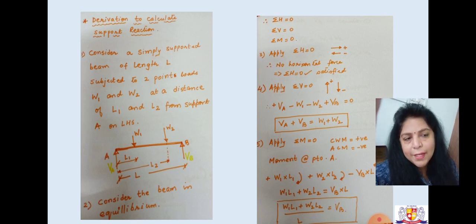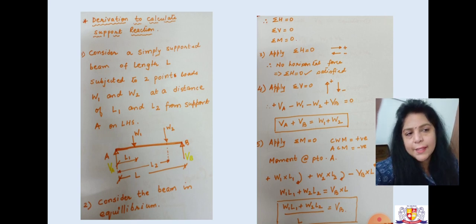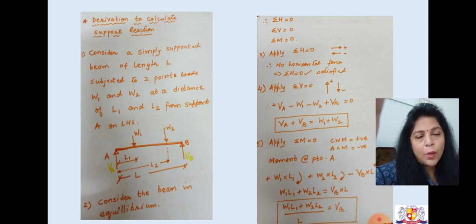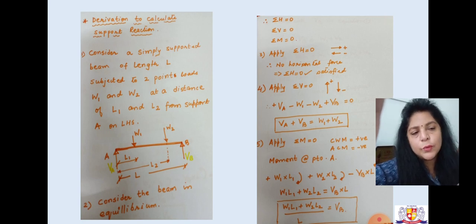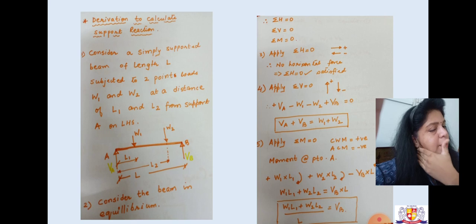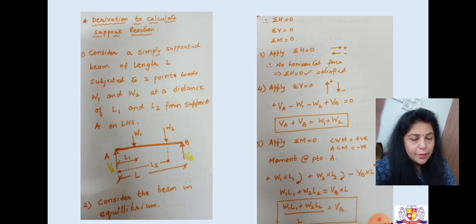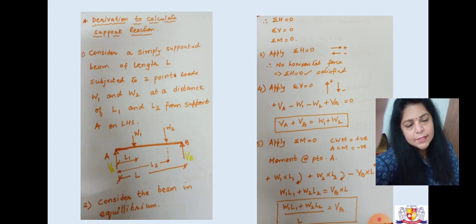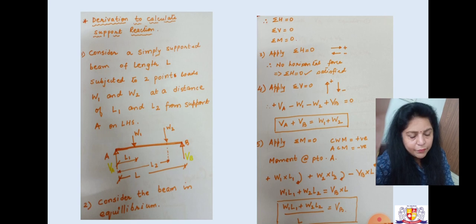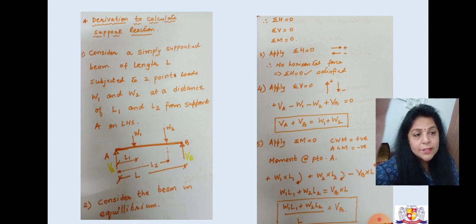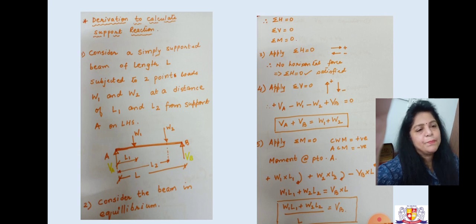When the term algebraic comes, that means we have to mention the positive and the negative. In the horizontal, positive is considered when the horizontal force is moving towards the right side of the point, and if it is moving towards the left side, it is considered negative. Or we can say that if the force is acting towards the positive x-axis, it is considered plus, and if the force is acting towards the negative x-axis, that is considered minus.